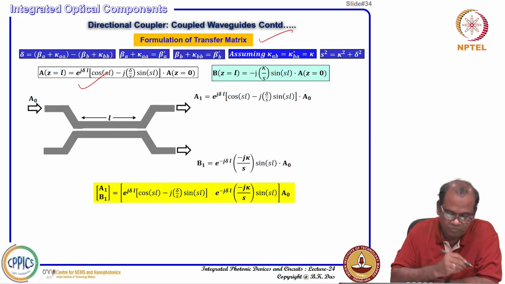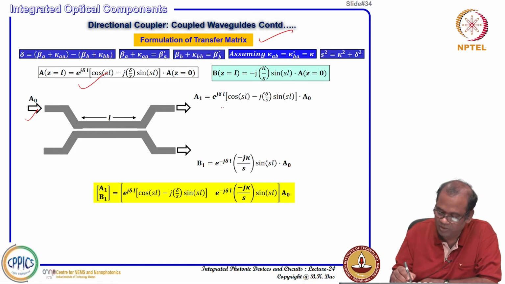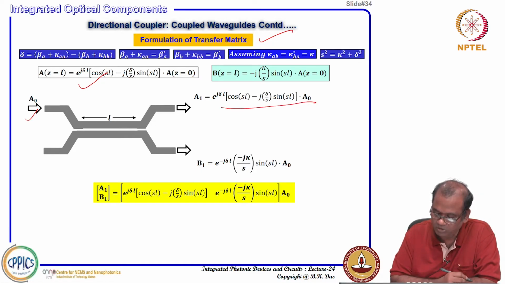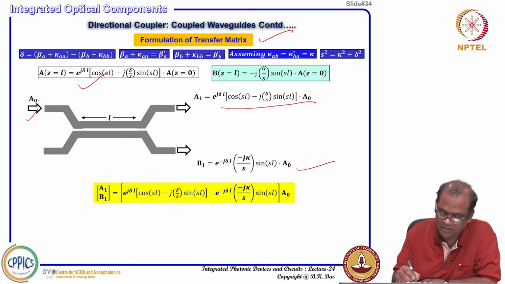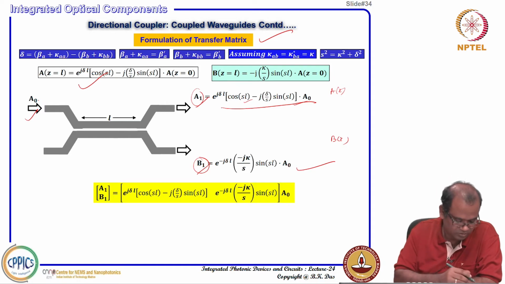Again, I repeat what the amplitude is. Whenever you launch here, you get the bar port amplitude, and this is your cross port amplitude. We represent the input as A naught, and here we write A1 and B1. The second waveguide amplitude we consider as B, and the first waveguide amplitude as A. Remember that we were considering AZ and BZ, so that is the reason I am considering A1 and B1 here. For length L, that is why L is put here. According to the coupled mode equation, whatever we get is what we have written.